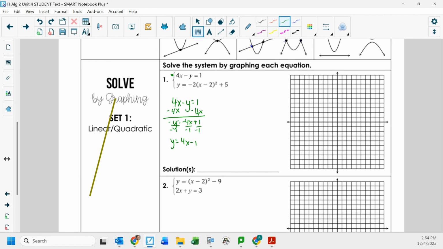So that would be starting at (0, -1), and we would go up 4 over 1, up 4 over 1, also down 4, left 1, down 4, left 1. And then you want to do your best to make a straight line. If you need a ruler or use your ID, make a straight line right there.